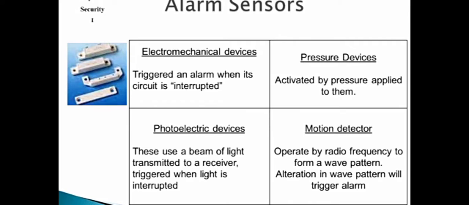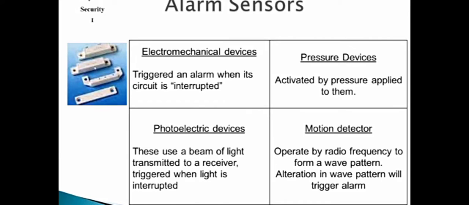You also have photoelectric devices. These use a beam of light, usually infrared, and whenever it's interrupted, you get an alarm. Pressure devices are nothing more than, whenever you step on it, it creates a contact because you have two wafer-thin sensors in there. So whenever they're pushed into contact with each other, it activates the alarm. Motion detector is operated by radio frequency to form a wave pattern. Any alteration in that wave pattern will trigger an alarm.